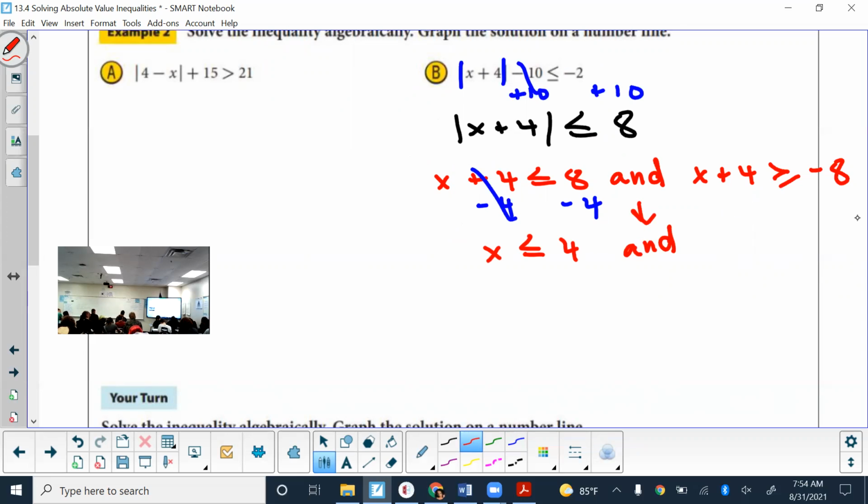Over here, we have to do the same thing. We have to subtract 4 on each side. And we get x greater than or equal to what's -8 minus 4? -12.